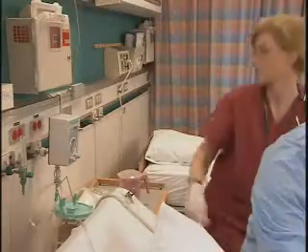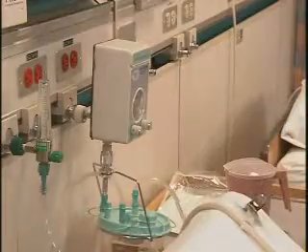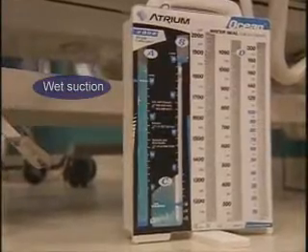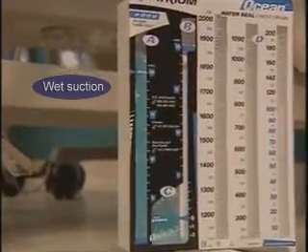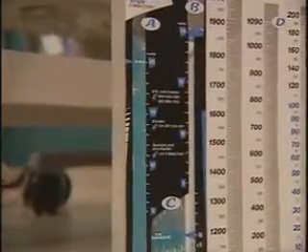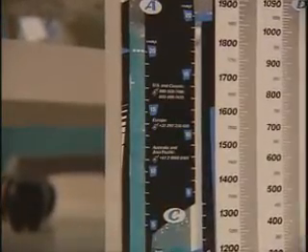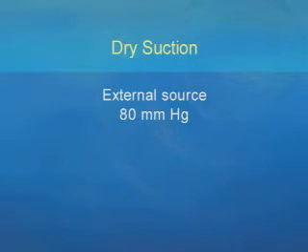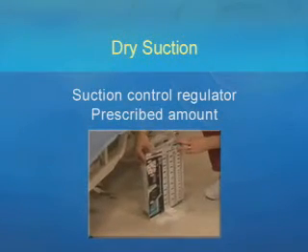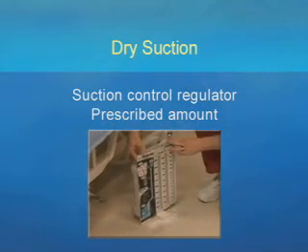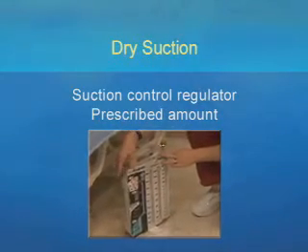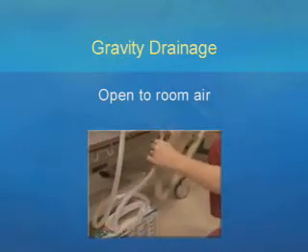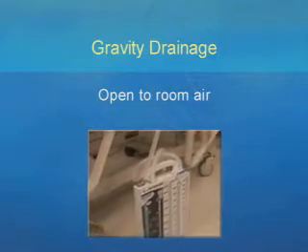If suction is ordered, attach the tubing from the suction control chamber to an external suction source, such as wall suction. For wet suction, increase the suction on the external source to produce gentle, continuous bubbling in the suction control chamber. For dry suction, set the external source to 80 millimeters of mercury, and set the suction control regulator on the chest drain to the prescribed amount. For gravity drainage, leave the suction tubing open to the room air. This lets air escape from the chest drainage system.